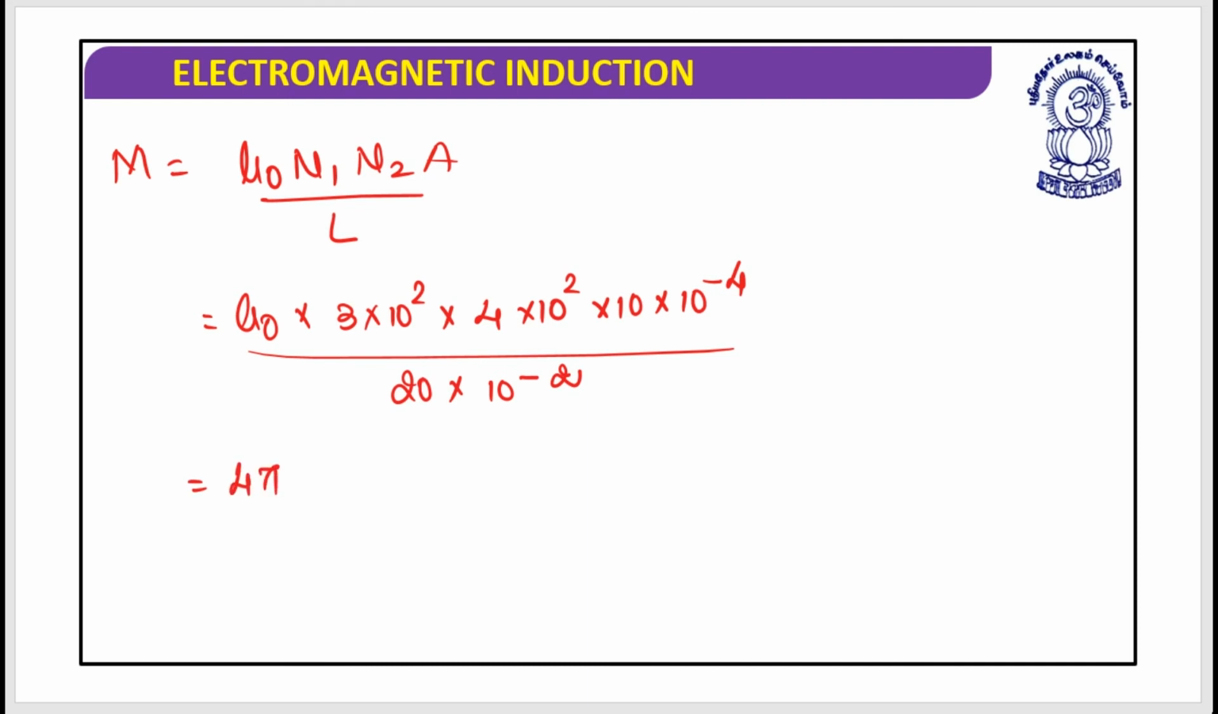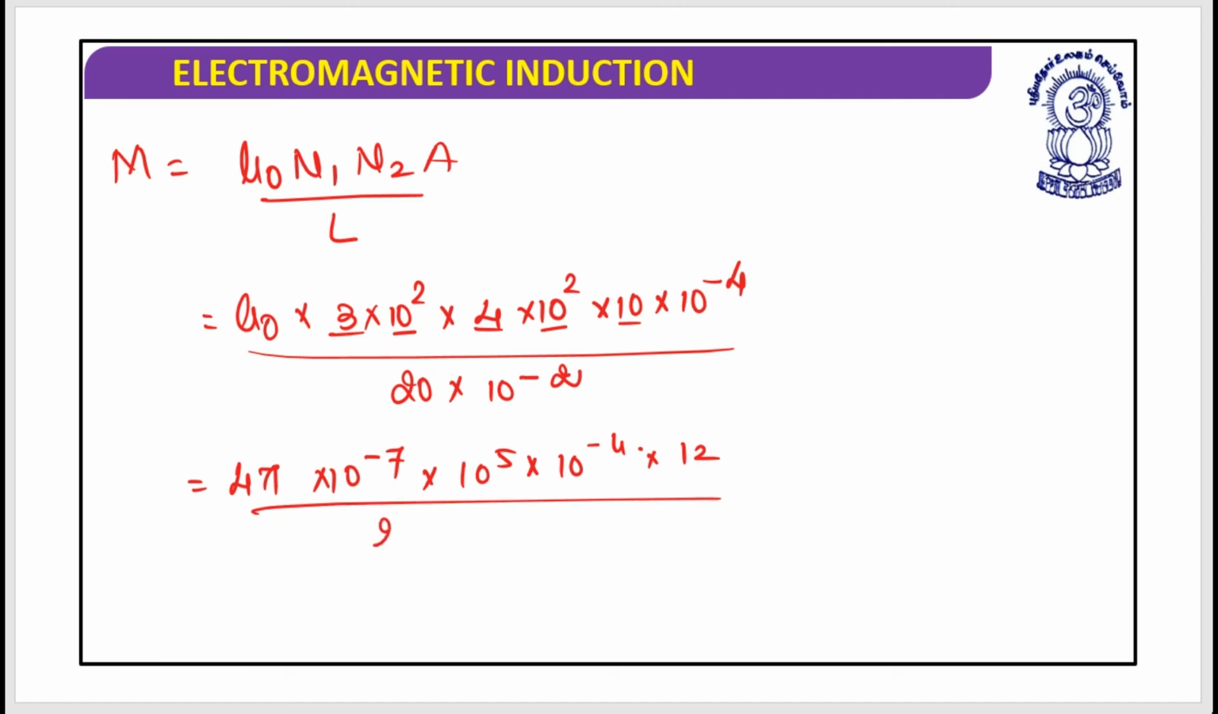So mu naught is 4 pi into 10 to the power minus 7, multiplied by 2, 2 is 4, this is 10 to the power 5, multiplied by 10 to the power minus 4, 3 4s are 12, divided by 20 into 10 to the power minus 2. So if I replace this, this is 2.4 pi multiplied by 10 to the power minus 4 Henry. Yes, it contains the same unit as the self inductance, Henry, denoted by small h. I hope this is clear.